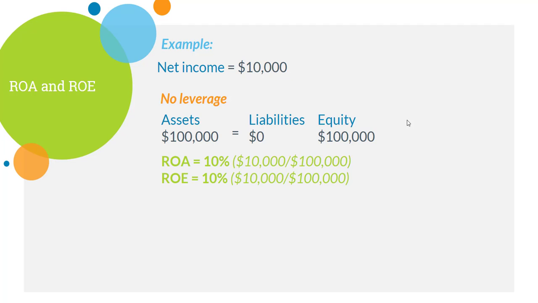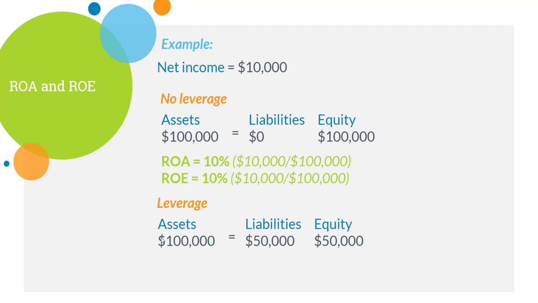However, let's say that we introduce leverage into the company. We take out some loans, and suddenly we now have $50,000 in liabilities, and it reduces equity by $50,000. So now assets remain the same at $100,000, liabilities increase to $50,000, and equity decreases to $50,000. Well, watch what happens to ROA and ROE.